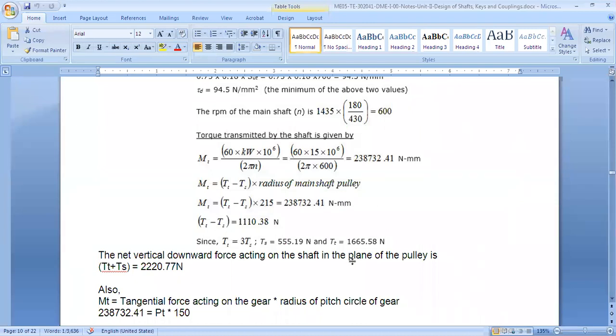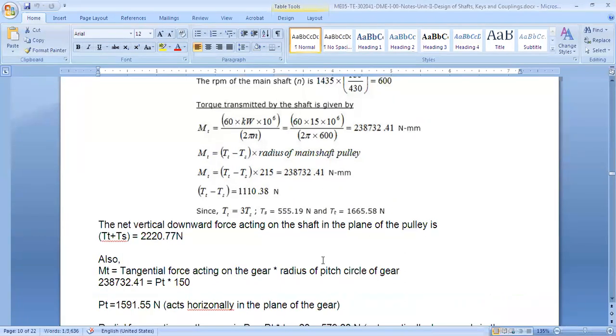T1 minus T2 multiplied by the radius of the pulley will be the torque. And we know the ratio of tight and slack side is given as 3. So using those two equations, T1 minus T2 is equal to 1110, and T1 is equal to 3 T2, we can find out T2 and T1. From that we get the tension on the slack side as 555 and the tension on the tight side as 3 times that, 1665.